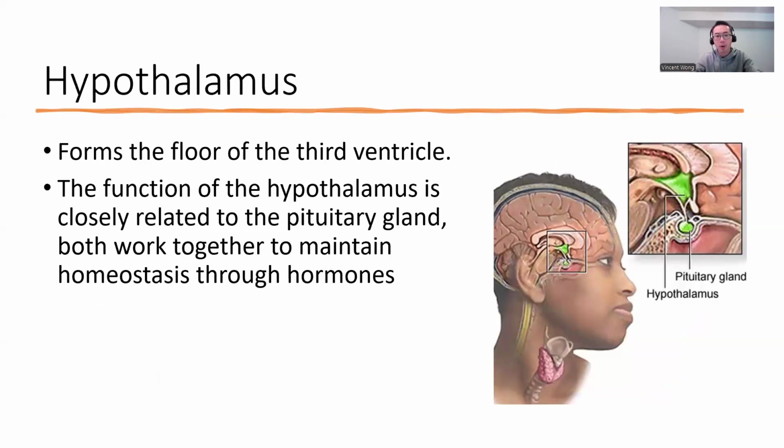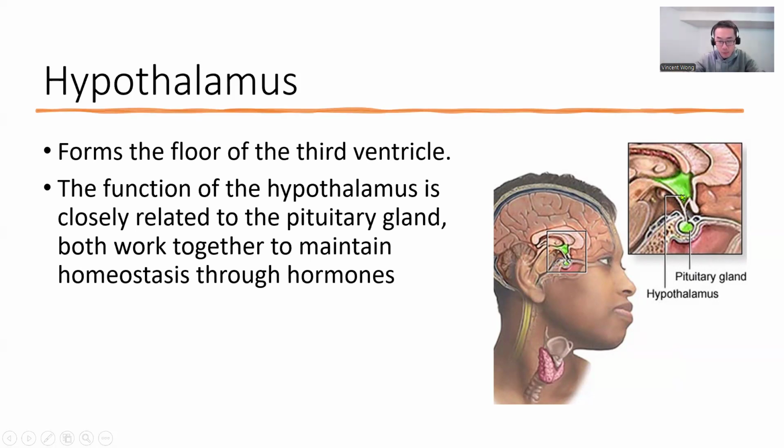And then we have the hypothalamus. Hypo means under, and the hypothalamus is below the thalamus in this case. It's quite small, but a very important part of your brain. It is related to maintaining homeostasis in the body through secretion of hormones. And we'll learn about the hypothalamus in more detail in lecture 12.